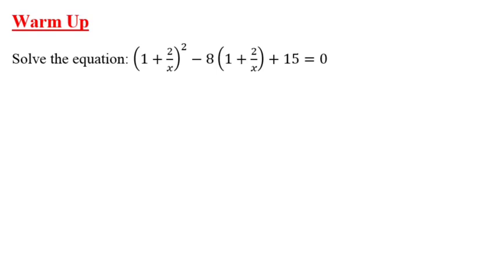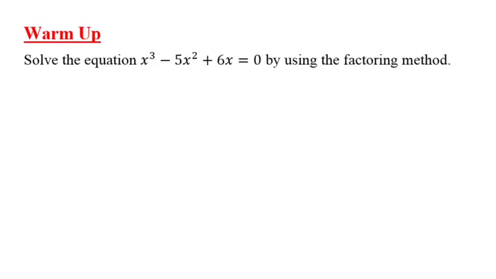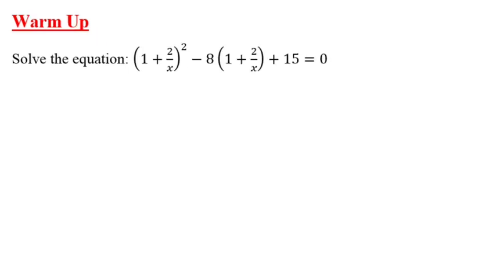In this problem, we are asked to solve the quadratic equation, which is written in this form. If you look at the left-hand side carefully, it's a second-degree trinomial. So we can factor the left-hand side. From 15, we have to find two numbers that will give you negative 8. So the factors are negative 5 and negative 3.